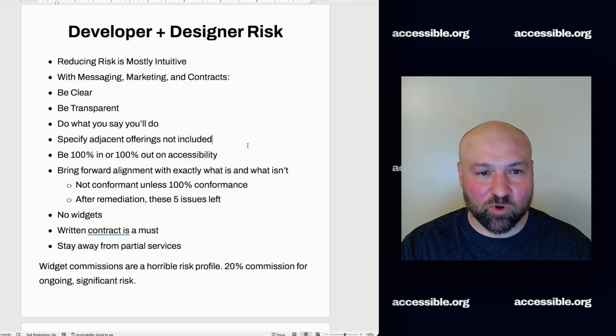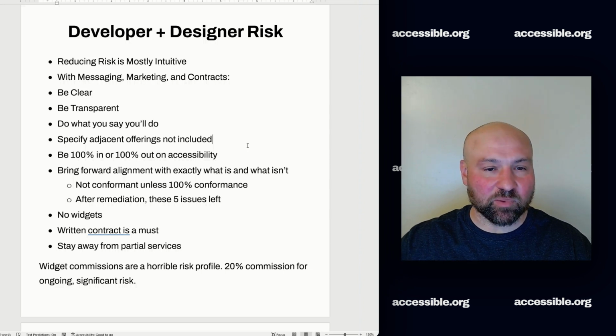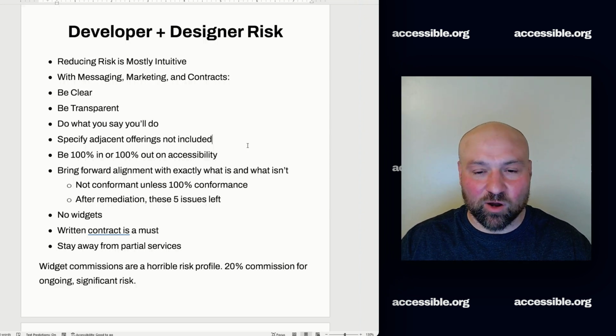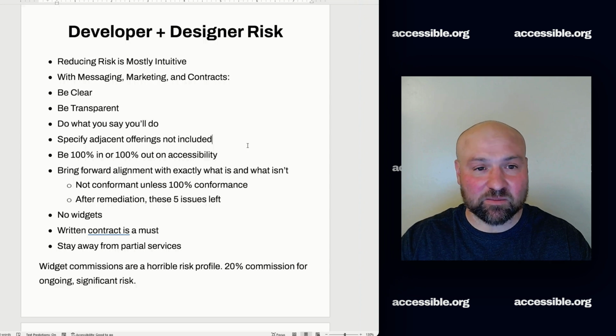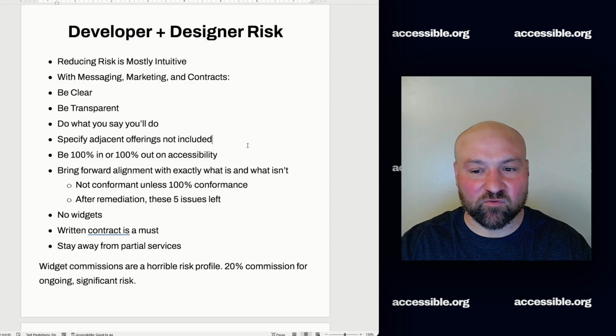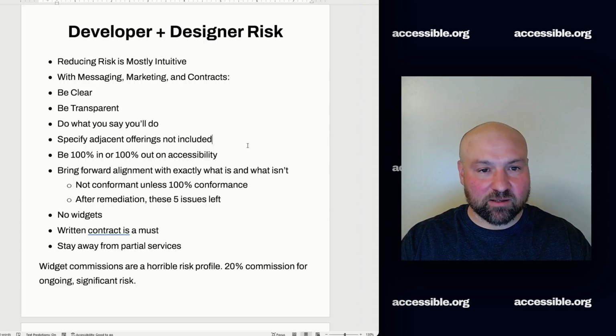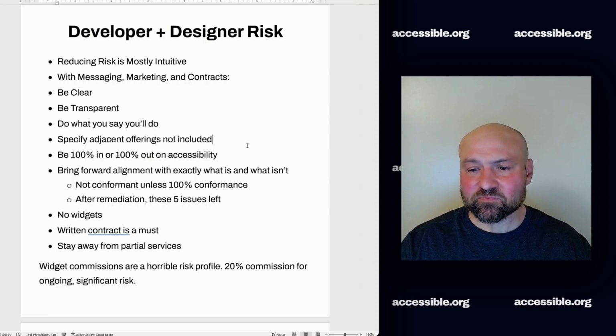If you want to read more on this, go to overlayfactsheet.com. They don't make anything compliant. There's no such thing as automated compliance. There's, in accessibility, I'm talking about, no such thing as automated compliance. No such thing as automated WCAG conformance. So I recommend that you stay out of the widget game altogether. It is very, very risky.